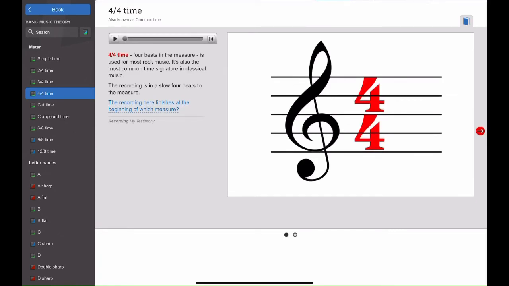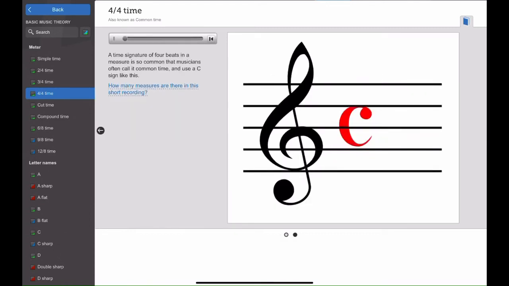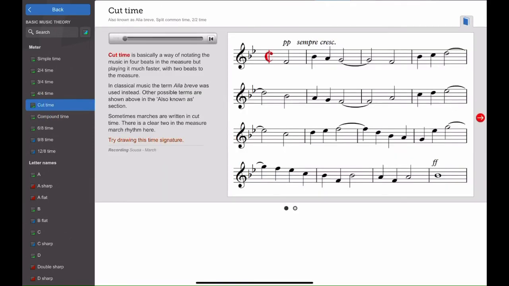Let's check this out. Very nice. Now 4/4 is usually marked as a C, and that's known as common time. Great. Now we go to cut time.